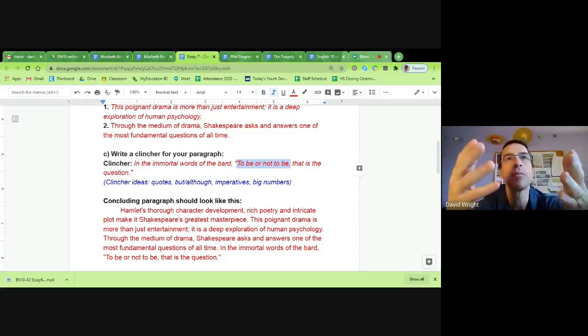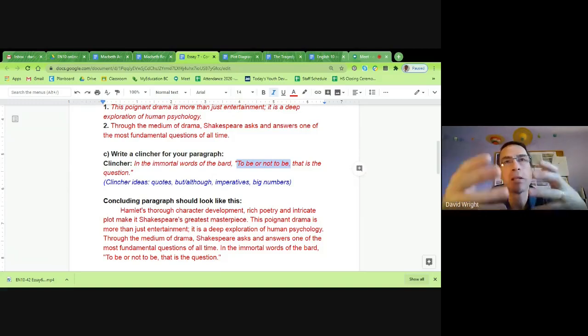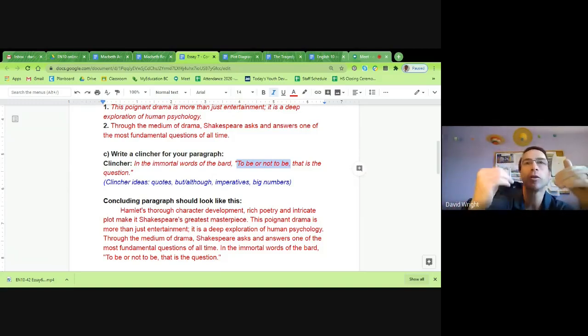And because this is probably the most famous line in Hamlet, if not all of Shakespeare, to be or not to be, that is the question. That might be pretty much, you know, the most famous Shakespeare line ever. Because that's so famous, it's a good thing to put. It's a good quote to put in your clincher if you're writing about Hamlet or even just writing about Shakespeare in general. Okay, so that's the trick that I used to make this clincher for my paragraph. So again, clincher ideas, quotes. That's one. I used the quote technique.